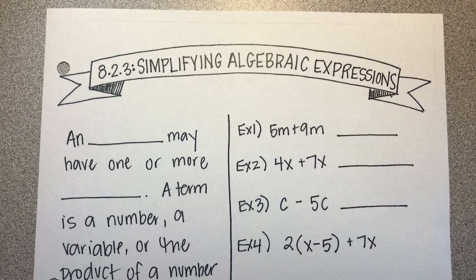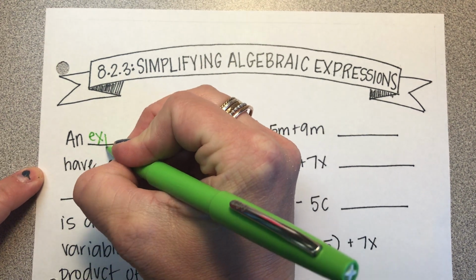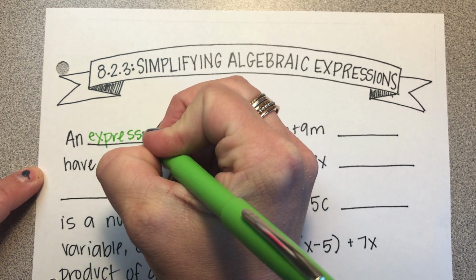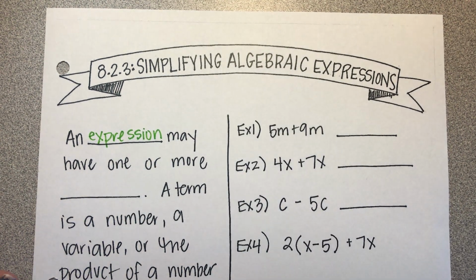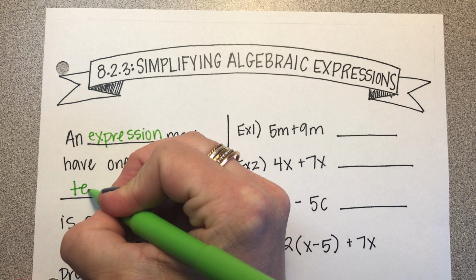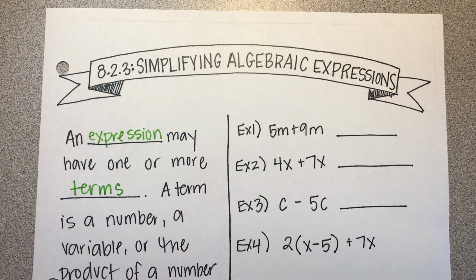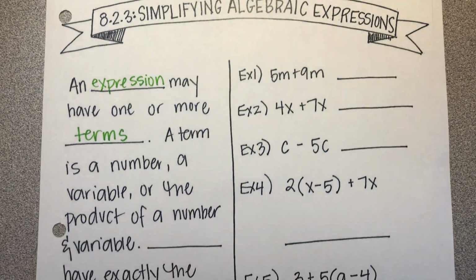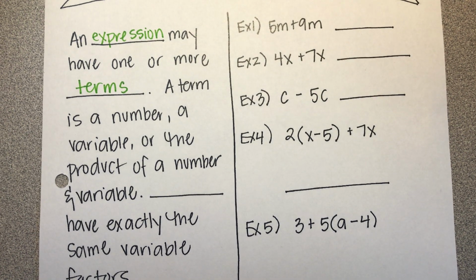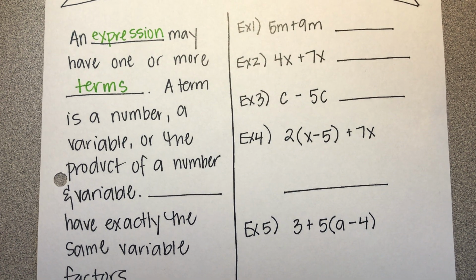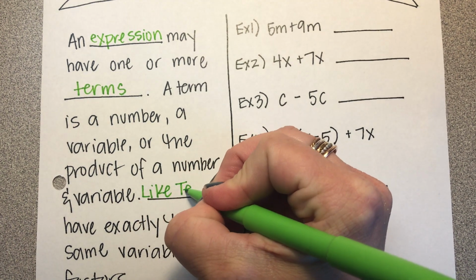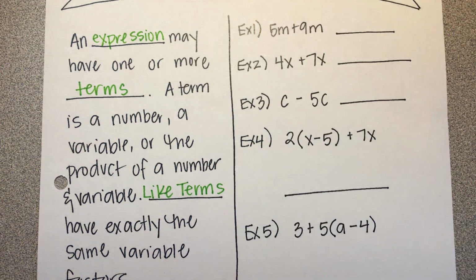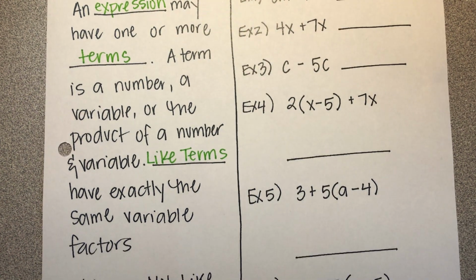Okay, today we're going to talk about simplifying algebraic expressions. So an expression may have one or more terms. And a term is a number, a variable, or the product of a number and a variable. And then like terms have exactly the same variable factors.